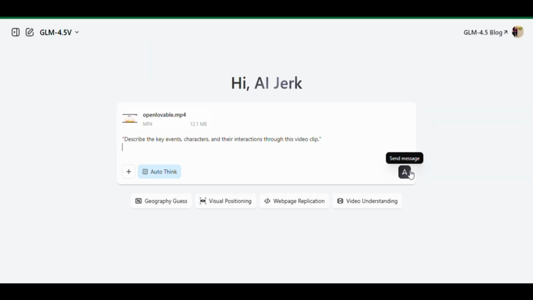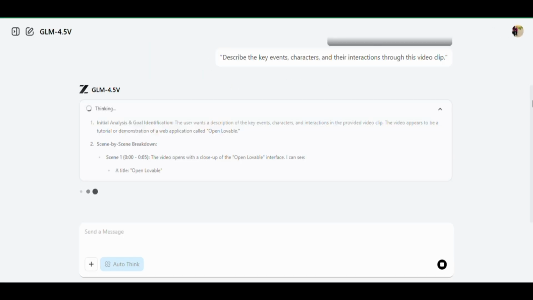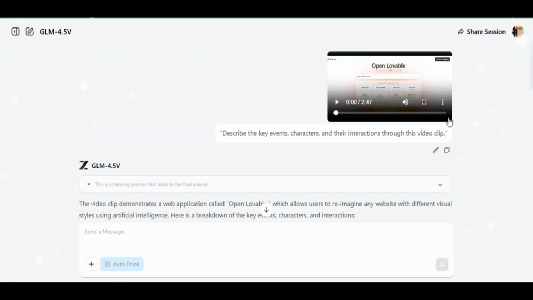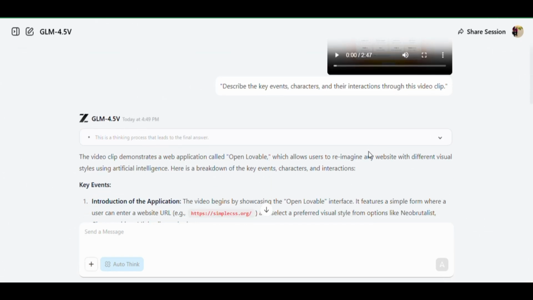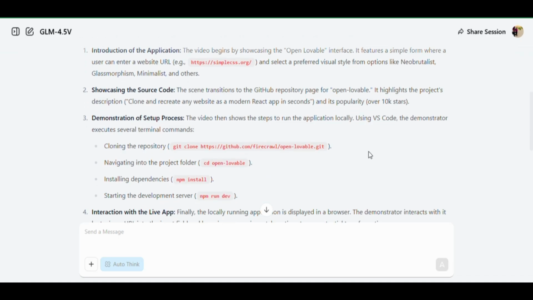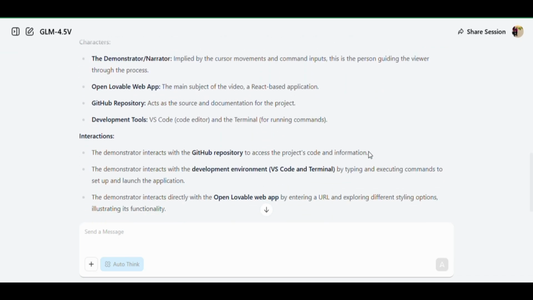Now let us discuss one of its most powerful features: video understanding. I uploaded my latest video of Open Lovable and gave the prompt: describe the key events, characters, and their interactions through this video clip. For the video clip I tried, a short demo scene, GLM 4.5V summarized who appeared when, what they said, and how scenes transitioned. Super helpful for quickly digesting video content.